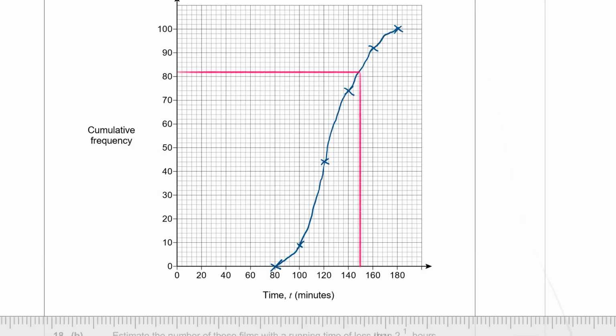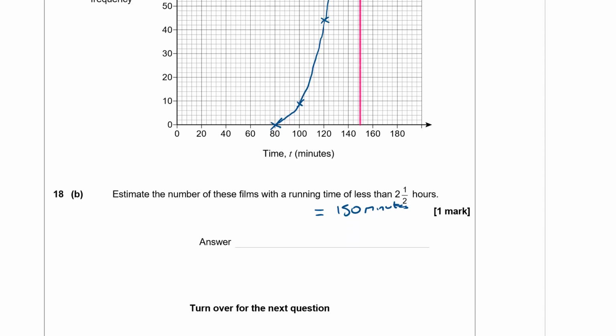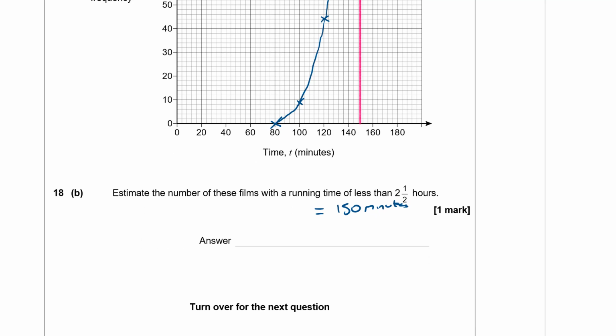Right, okay, so this value here is 82. So estimate the number of films that have a running time of less than 2.5 hours. It should be 82 films.